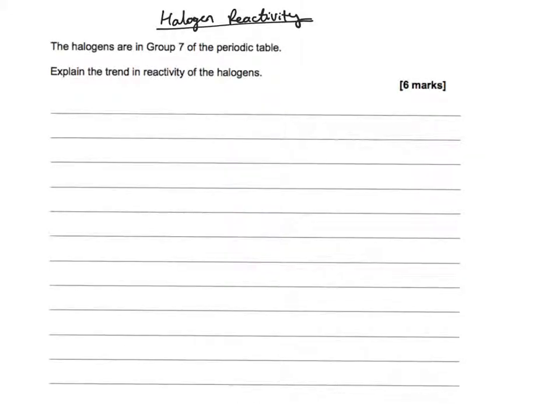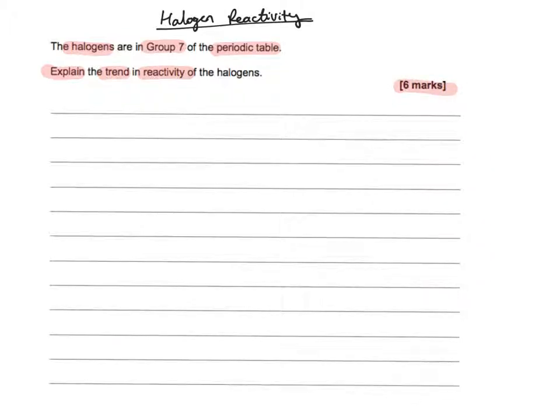So here's a question on halogen reactivity. I'm going to work through it together by analysing how we'd answer this kind of question and picking out some of the key ideas. So first off, let's read the question. The halogens are group 7 in the periodic table. Explain the trend in reactivity of the halogens, and it's worth 6 marks.